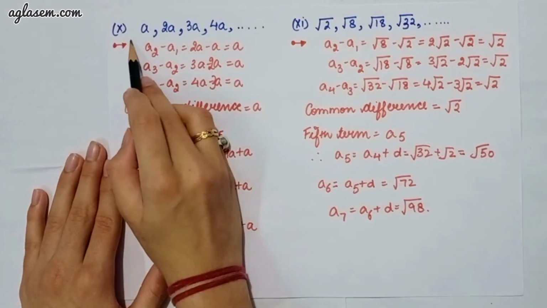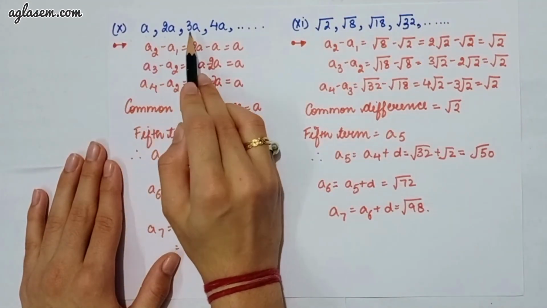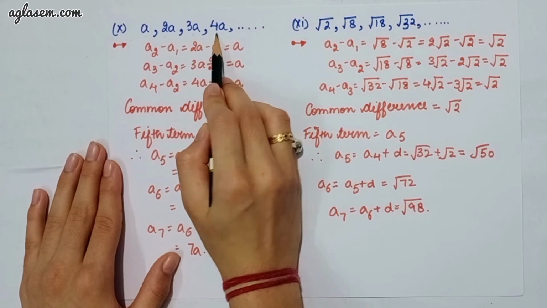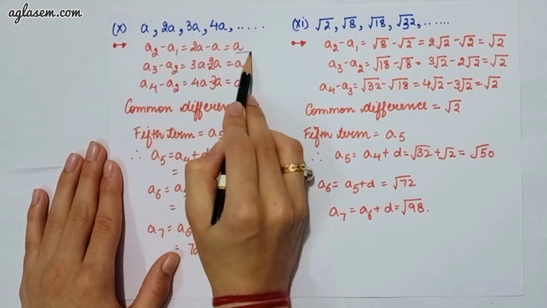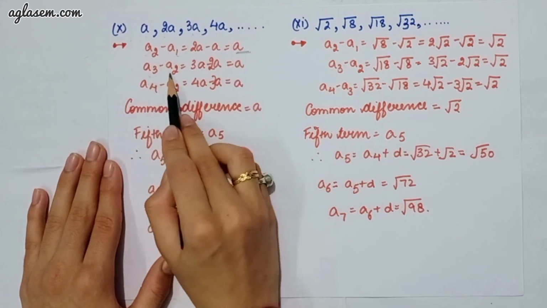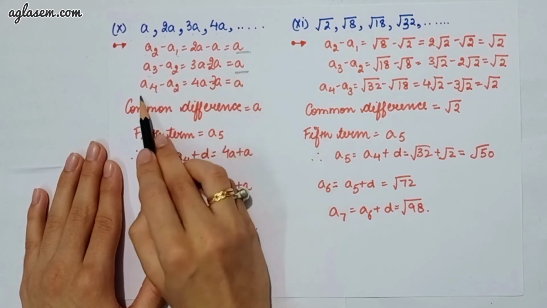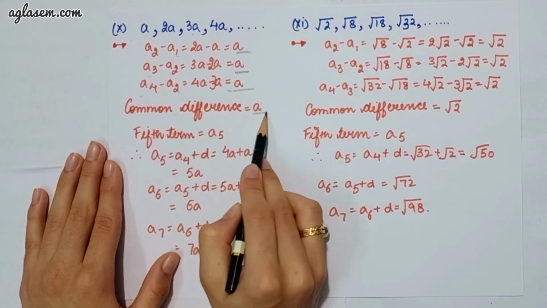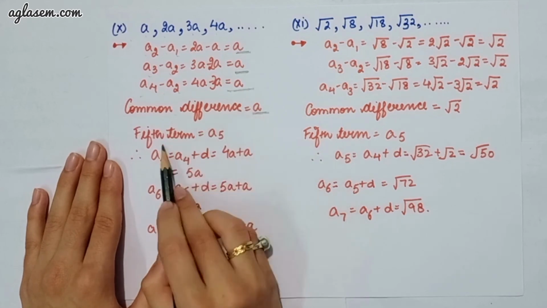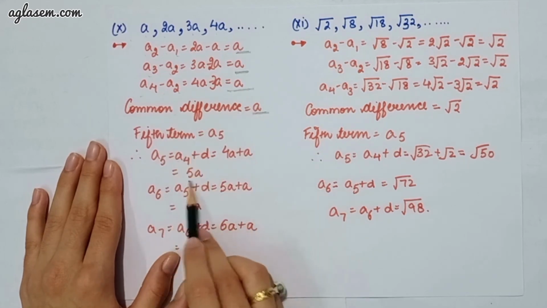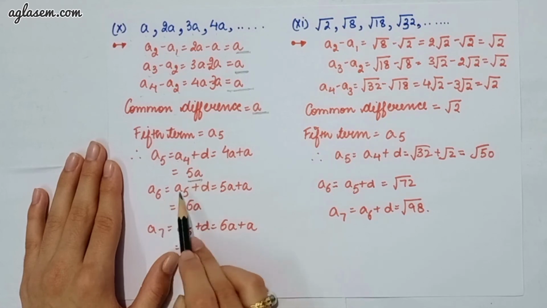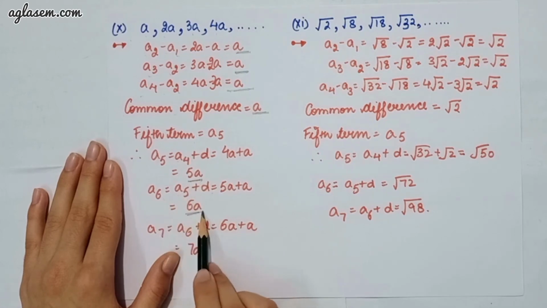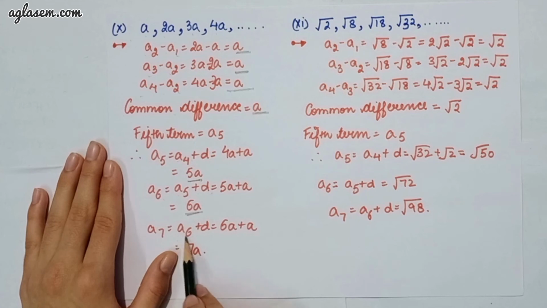Moving to our 10th part, which says A, 2A, 3A, 4A. So here A2 minus A1 that will give you 1A, A3 minus A2 that will give you 1A, A4 minus A3 that will give you 1A. So now common difference is A only, that is 1A. So 5th term will be A4 plus D that will give you 5A. 6th term will be A5 plus D that will give you 6A. 7th term will be A6 plus D that will give you 7A.